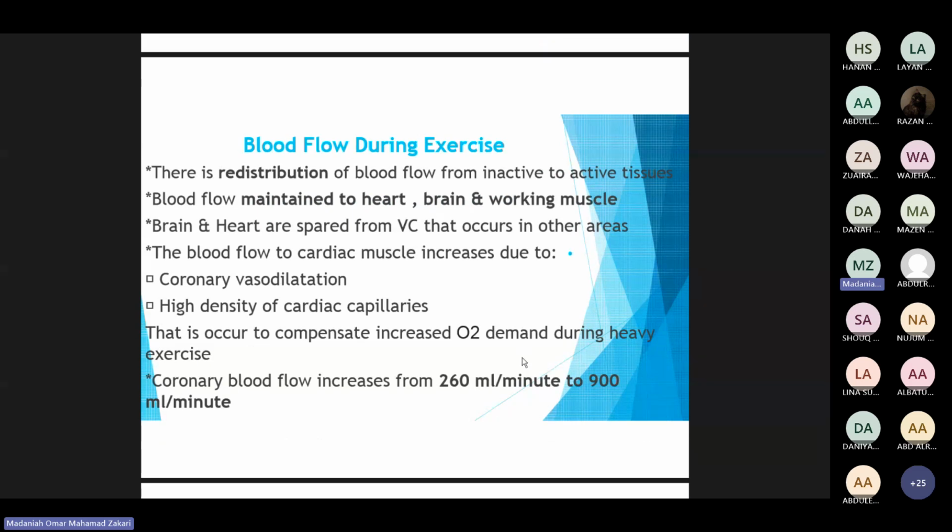What about the blood flow during exercise? As we said, there is a redistribution of the blood flow from the inactive to active tissues. The blood flow is maintained to the heart, to the brain, to the skeletal muscle. Brain and heart are spared from vasoconstriction. Anyway, it is sympathetic fight and flight, but no vasoconstriction to these organs. It can occur in other areas, but not in these organs. The blood flow to the cardiac muscle increases due to coronary vasodilation.